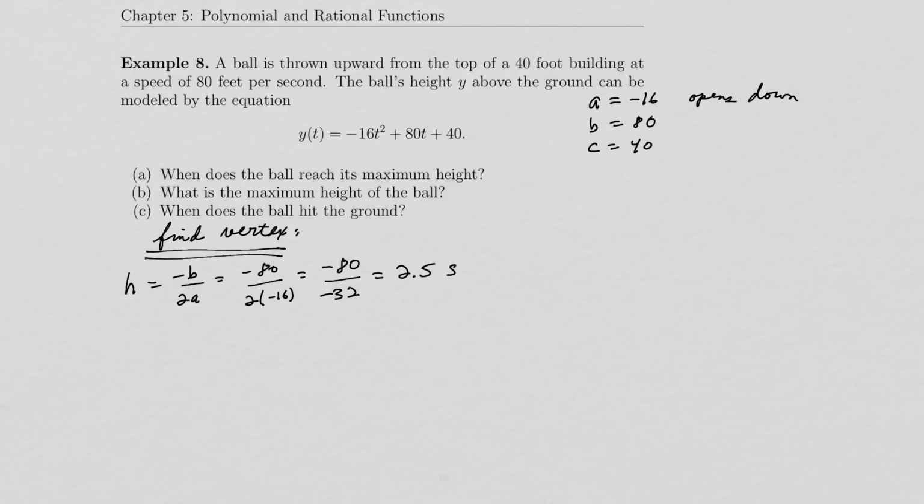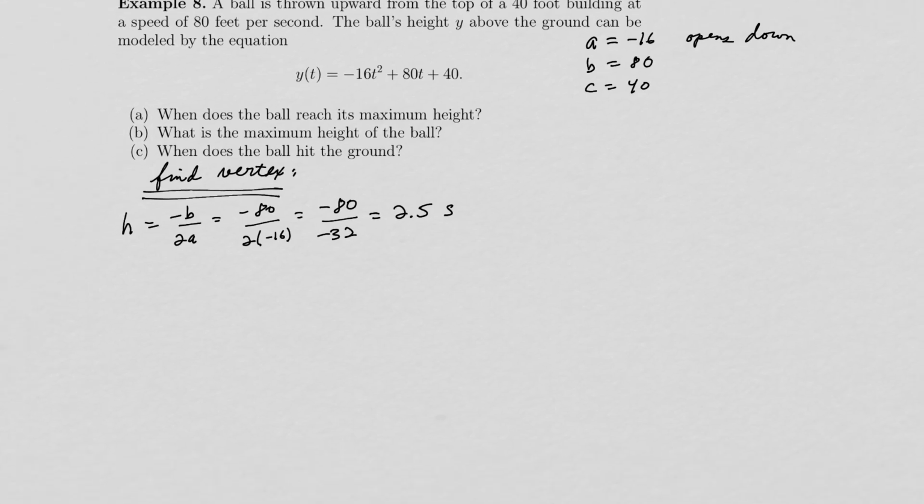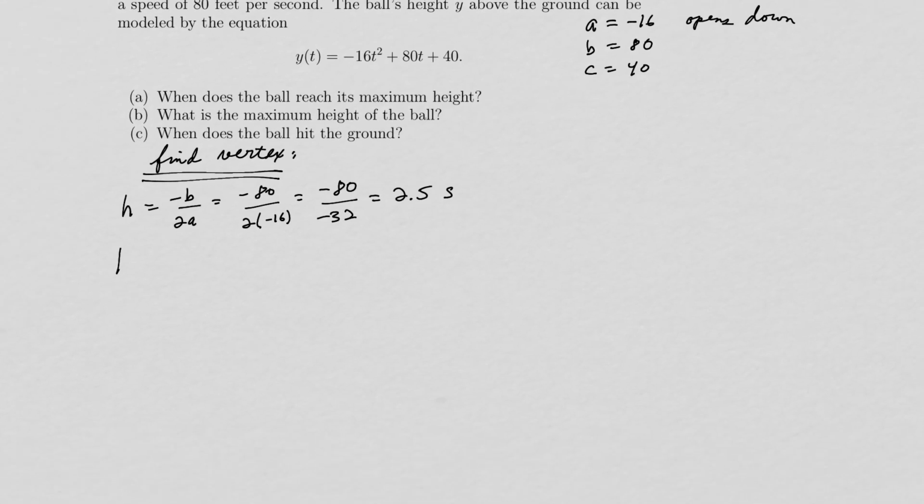And then to find k for the vertex, I just plug in h. So this will be y evaluated at 2.5 seconds. So I have negative 16 times 2.5 squared plus 80 times 2.5 plus 40. If you work that out, that's going to be 140 feet.